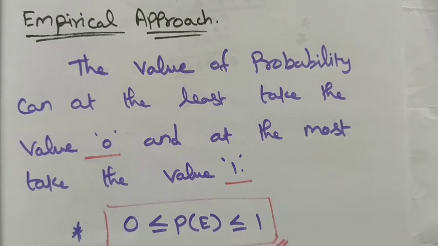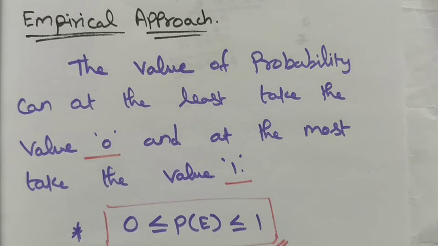It is always a non-negative value in probability. It may be equal to 0 and it may be equal to 1. It is never greater than 1 and never less than 0.